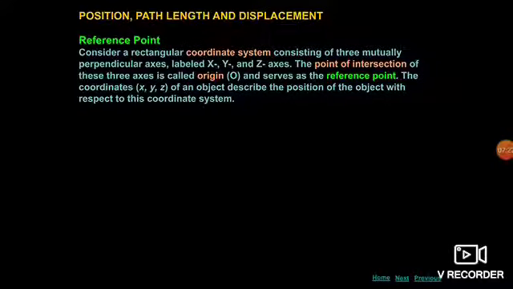Position, path length and displacement. Reference point plays a very important role. You have to understand it. Consider a rectangular coordinate system consisting of three mutually perpendicular axes. We are labeling them x, y and z. The point of intersection of these three axes is called the origin. I hope you have done these things in mathematics, and it serves as a reference point. The coordinates x, y, z of an object describe the position of the object with respect to the coordinate system.